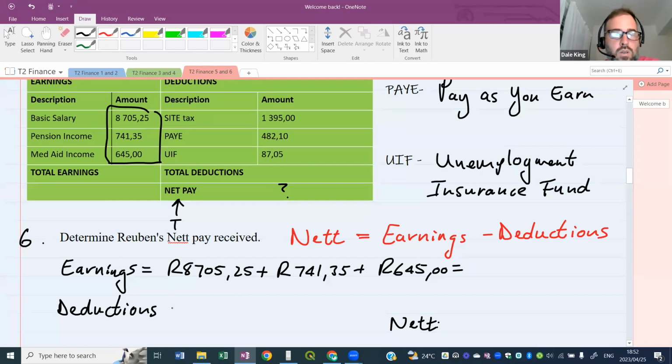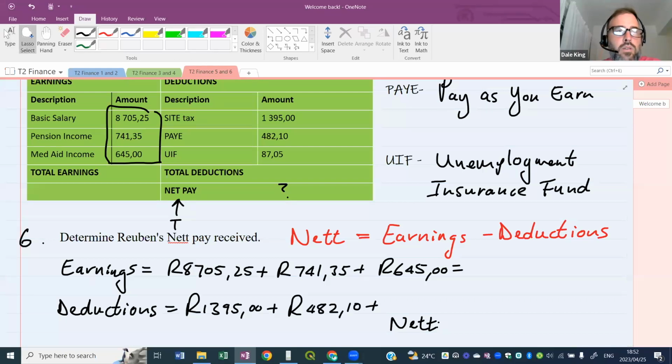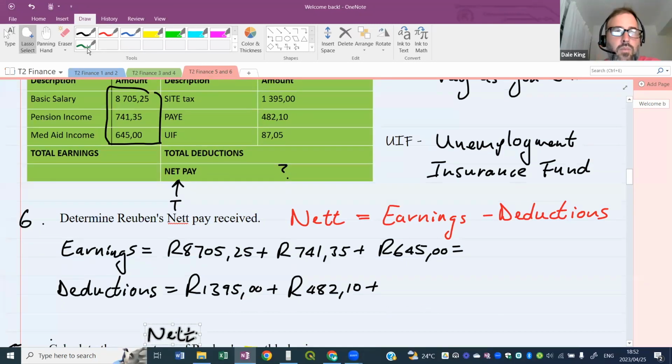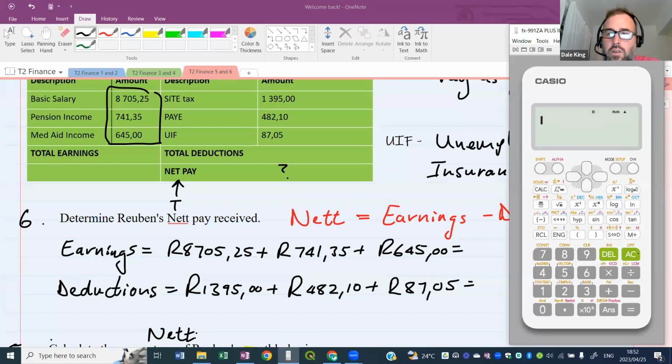And for deductions, we need to add on 1395 plus 482.10 plus 87.05. All right, so those are the 2 calculations I need to do to get my earnings and deductions totals. So let's quickly do this. And remember, like I've said before, every time you have a lot of numbers that you need to add up on a calculator, be careful of human error. It can creep in if you're typing a lot of numbers in. All right, so this is why it's good to do this step by step.